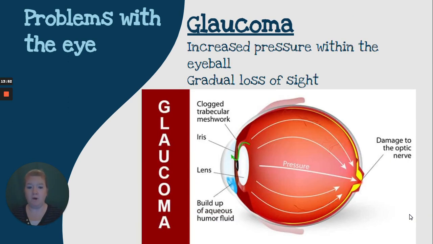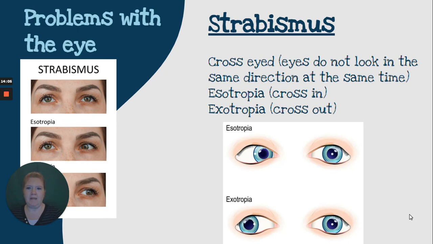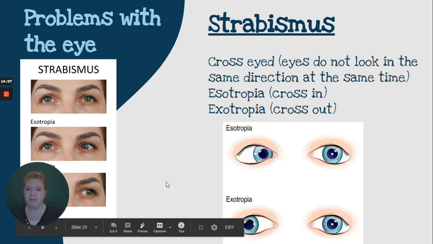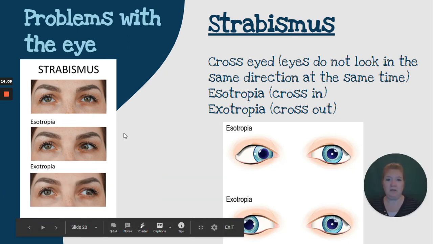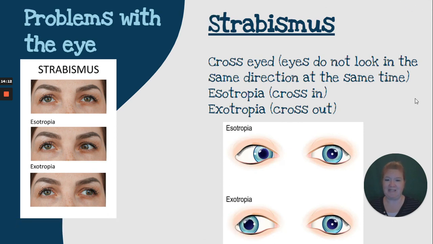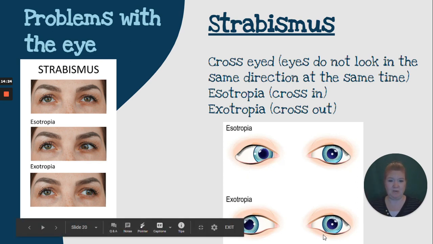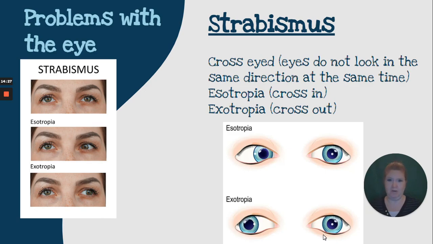And then we have glaucoma. Glaucoma is caused by increased pressure within the eyeball. It causes a gradual loss of sight and will lead to blindness if it's not treated. And then strabismus. Strabismus means cross-eyed. Okay, so eyes don't look in the same direction at the same time. You have esotropia where they cross in and exotropia where it crosses out. You can see esotropia, this eye is crossed inward, and exotropia, that eye is crossed outward.